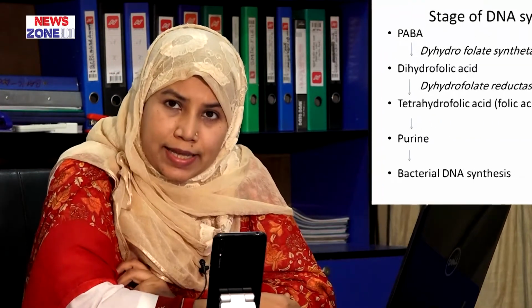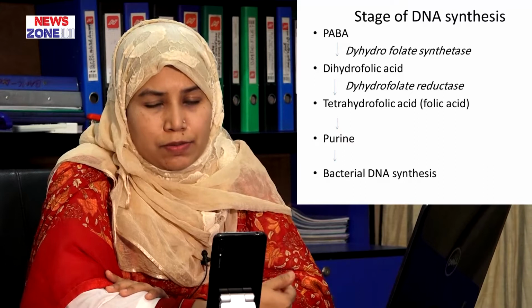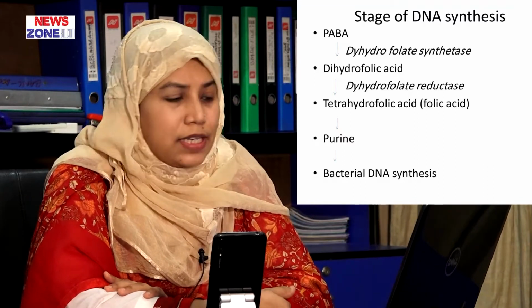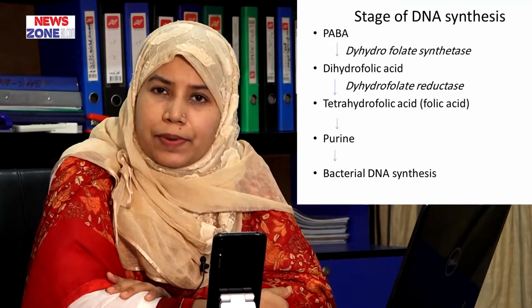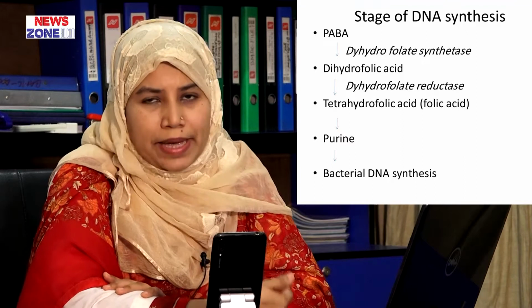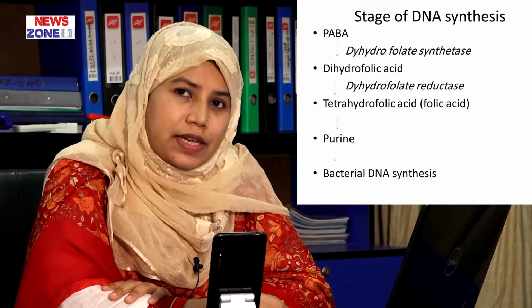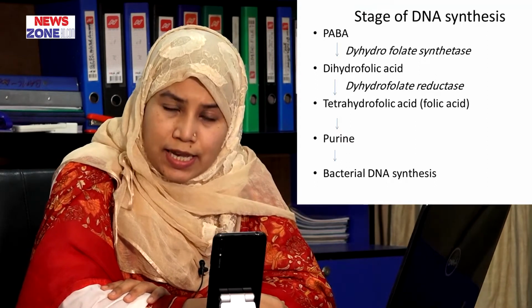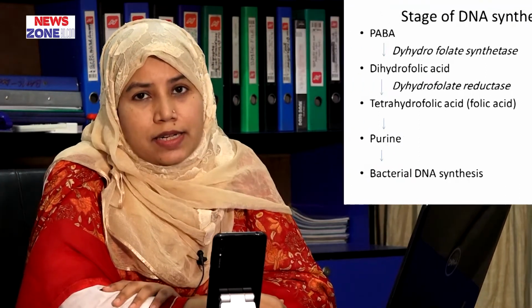Now, how does it act? Regarding the drug sulfonamide, at first I have to mention how bacterial protein synthesis occurs. PABA will transform into dihydrofolic acid by an enzyme, dihydrofolate synthetase, and then again it will form tetrahydrofolic acid by the dihydrofolate reductase enzyme. Then purine will be formed, which is a precursor of bacterial DNA synthesis, and thus protein synthesis occurs. But sulfonamide inhibits the dihydrofolate synthetase enzyme and trimethoprim inhibits the dihydrofolate reductase enzyme. As a result, no purine is formed, no bacterial protein is synthesized, and ultimately there is an antibacterial action.